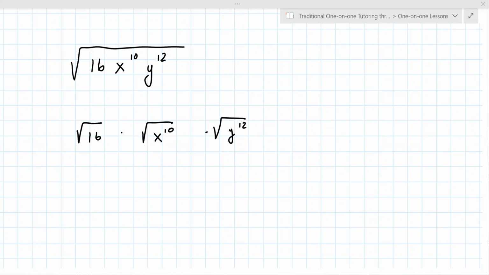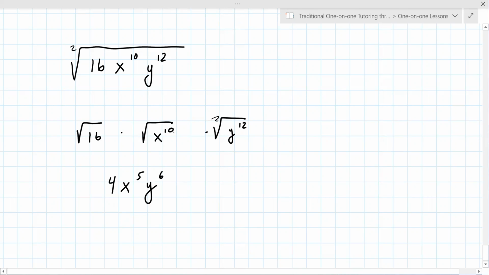I got 4x to the 5th power and y to the 6th power. Perfect. So notice, like you said, 10 is evenly divisible by 2 and 12 is evenly divisible by 2, so you get something perfect like this. Fantastic. So let's try another one here.